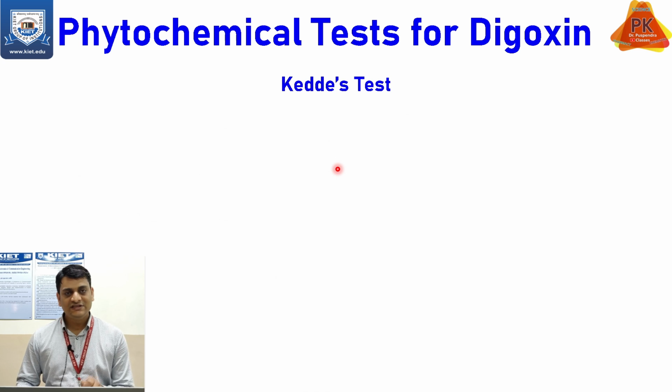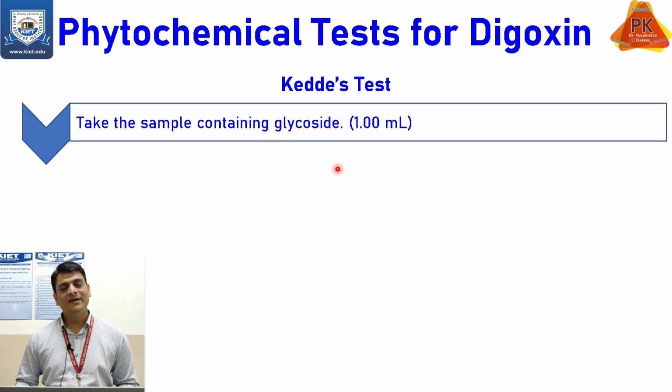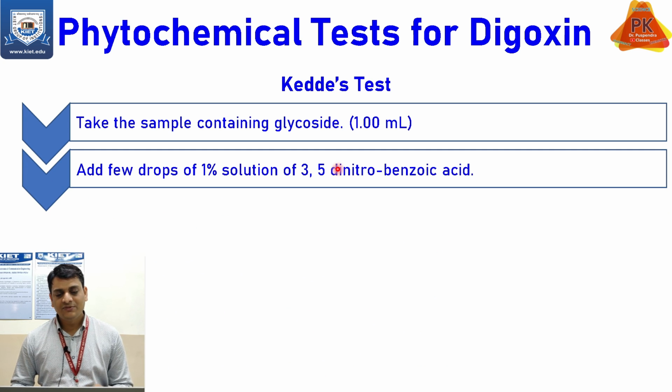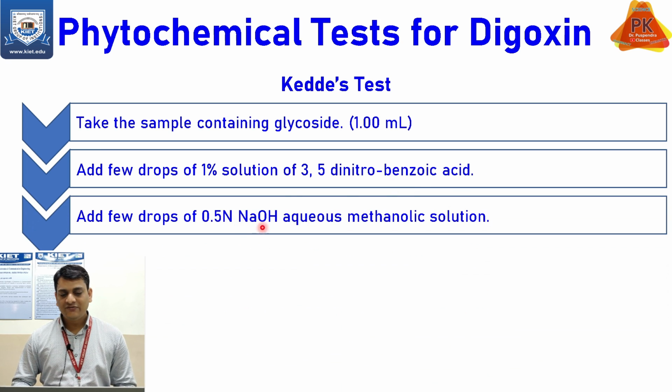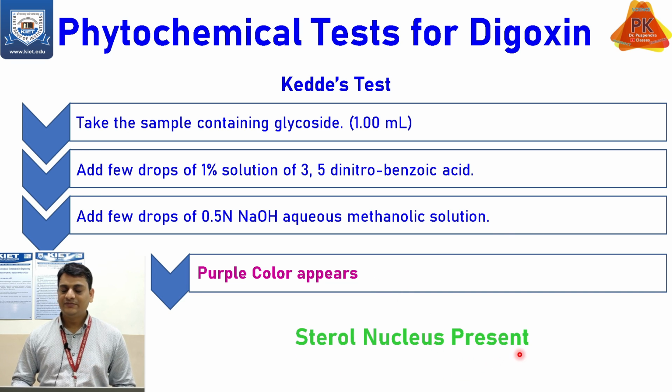Now coming to the next test, which is Kedde's test. It is again for sterol nucleus. So first we will take the sample containing glycoside, which is again 1 ml. Then we will add a few drops of 1% solution of 3,5-dinitrobenzoic acid. Then we will add a few drops of 0.5 normal NaOH aqueous methanolic solution. After that, if we are getting purple color at the end, it means again sterol nucleus is present, and as you know, in the structure of digoxin, sterol nucleus is present, so it will again give a positive Kedde's test.